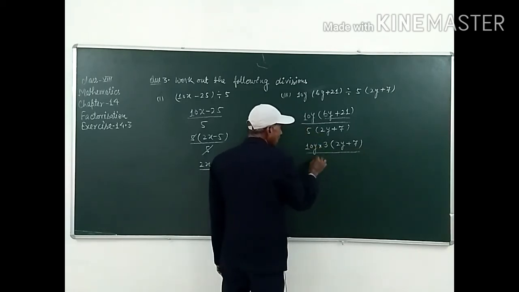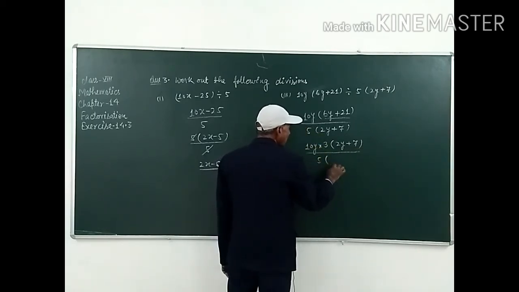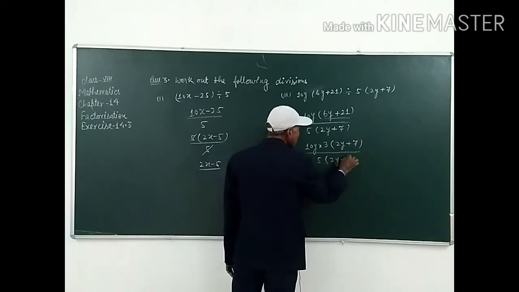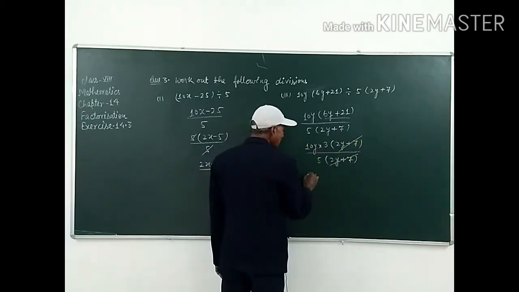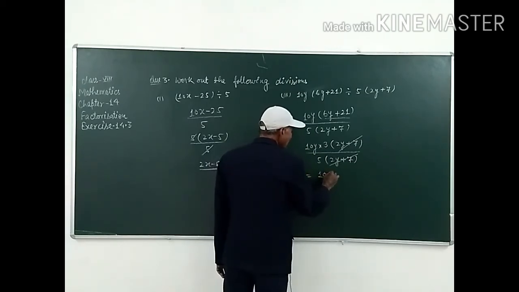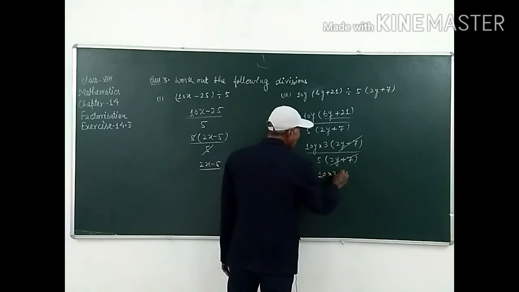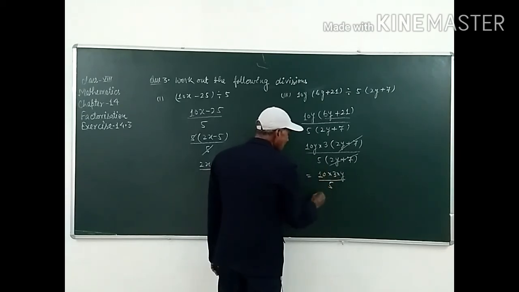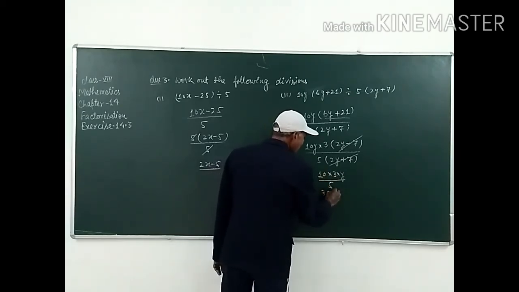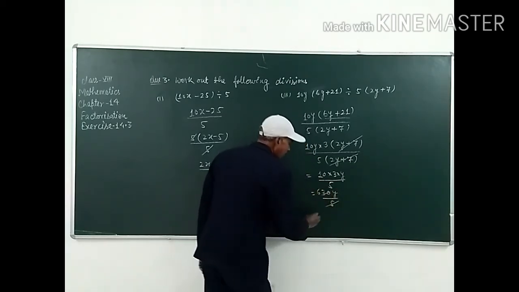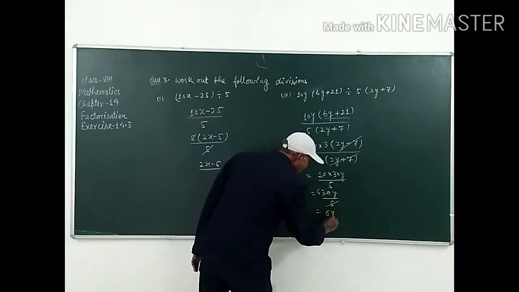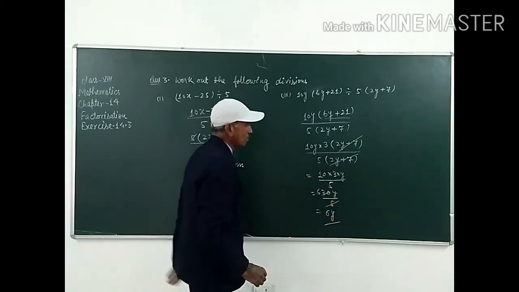Now we have to write the denominator, that is 5 and 2y plus 7. So this 2y plus 7 is cancelled by this 2y plus 7, and the numerator is 10 into 3y and the denominator is 5. So 10 times 3 is 30, student, 30y divided by 5. So 5 times 6 is 30. So it will be 6y.